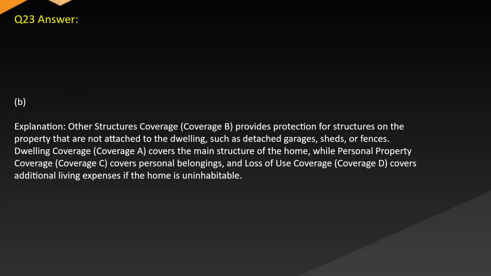Answer: B. Explanation. Other structures coverage, Coverage B, provides protection for structures on the property that are not attached to the dwelling, such as detached garages, sheds or fences. Dwelling coverage, Coverage A, covers the main structure of the home, while personal property coverage, Coverage C, covers personal belongings and loss of use coverage, Coverage D, covers additional living expenses if the home is uninhabitable.